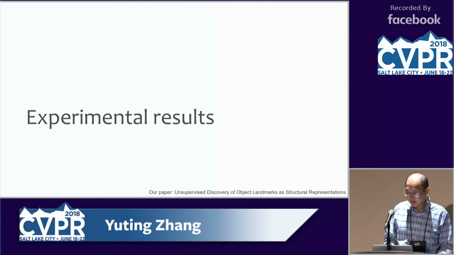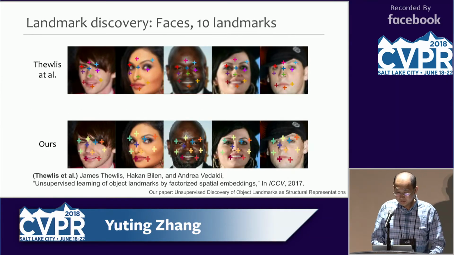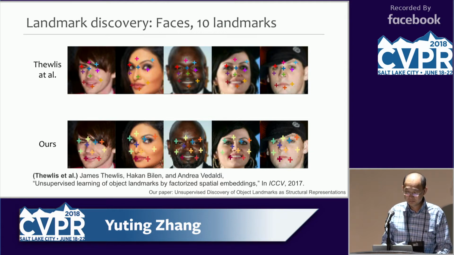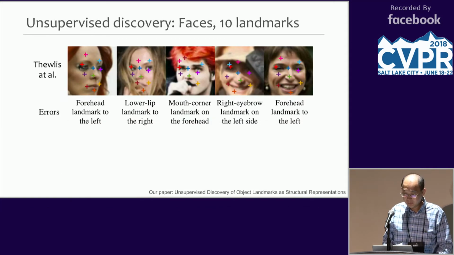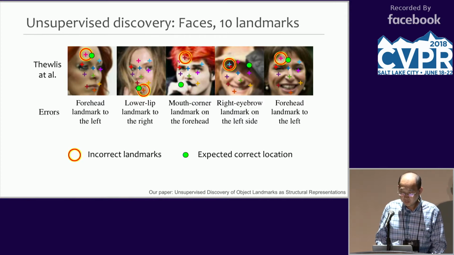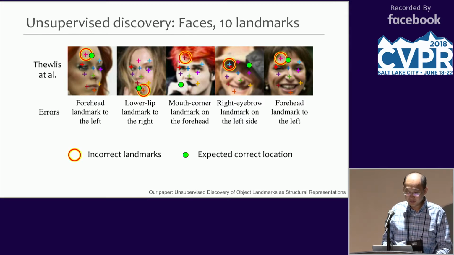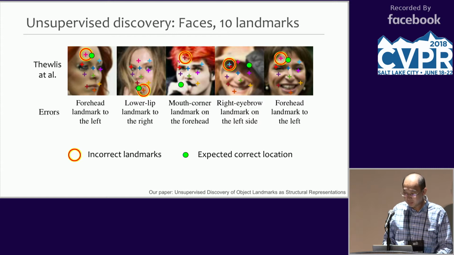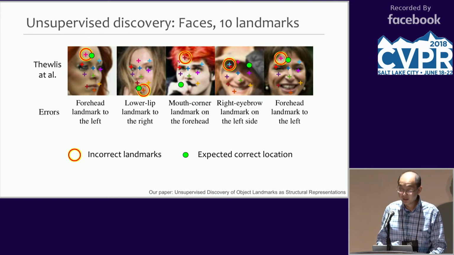Now let's take a look at the key experimental result. For unsupervised landmark discovery, Sminchisescu et al.'s work is the only one that we can compare with. Both methods can discover reasonable landmarks on facial images. However, their method can sometimes make significant mistakes. We highlight the incorrect landmarks with red circles and indicate the correct locations with green dots. These mistakes are mostly due to large pose variation and occlusions.